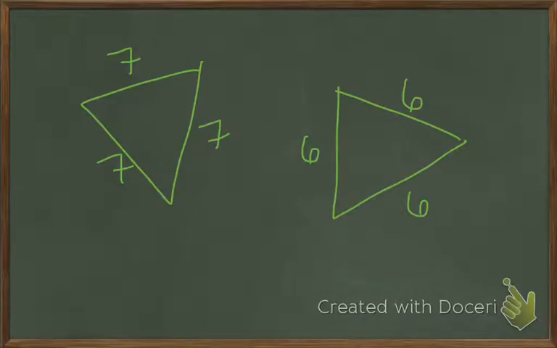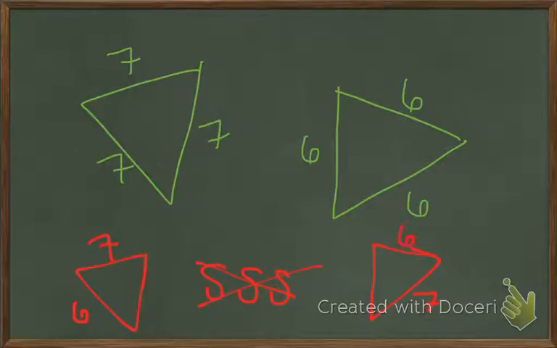It's pretty obvious to tell that these triangles are not congruent based on their side lengths, because one is 7, 7, 7, one is 6, 6, 6. So I don't want y'all to think that side-side-side stands for three side lengths being the same length. What it's saying is that one of the sides of one triangle has to be congruent to a side on the other triangle. And then a second side of one triangle has to be congruent to a second side on another triangle. And then a third side of one triangle has to be congruent to the third side of the other triangle.